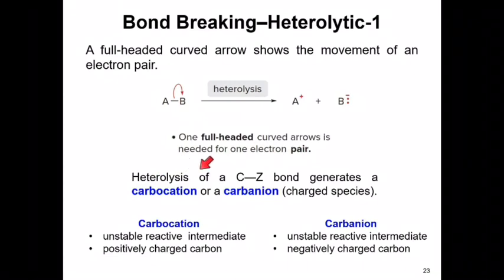So heterolysis of a carbon-to-Z bond, or a carbon-to-heteroatom bond, generates a carbocation or a carbanion, both of which are charged species. Both carbocation and carbanion are unstable reactive intermediates. The only difference between them is their charge. A carbocation contains a positively charged carbon atom, whereas a carbanion contains a negatively charged carbon atom.